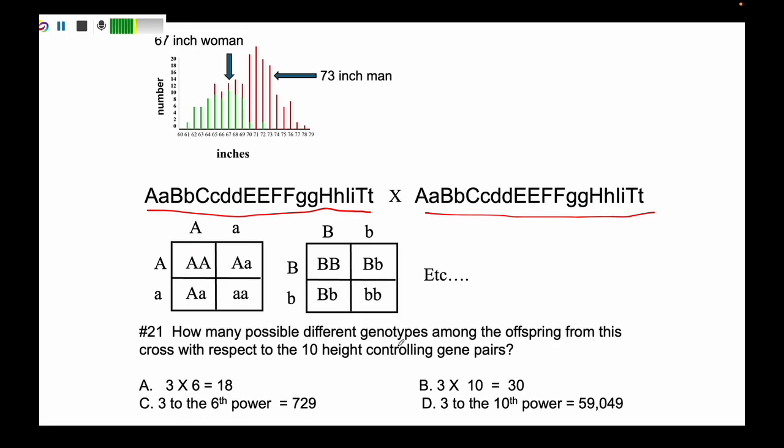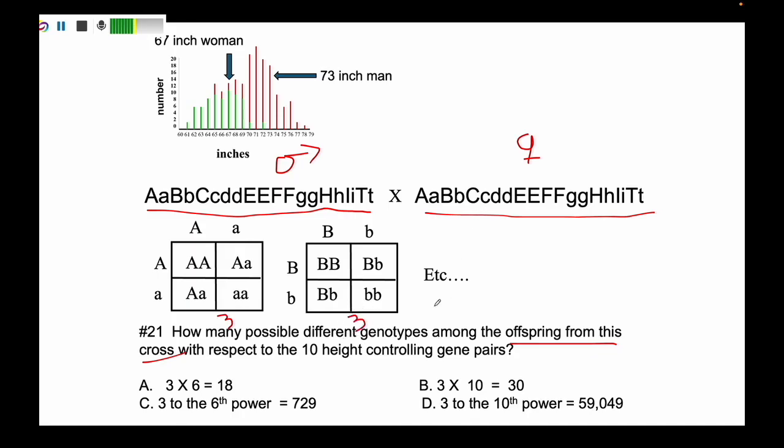How many possible different genotypes among the offspring from this cross? Okay, so we're not looking at all humans, but just this cross, where this might be the father, this might be the mother. How many genotypes are there? What we need to do is either draw or mentally draw a Punnett square representing every cross. So if we take a look at the A gene pair, the A locus, there are 3 different genotypes here, right? And there are 3 different genotypes at the B gene pair.